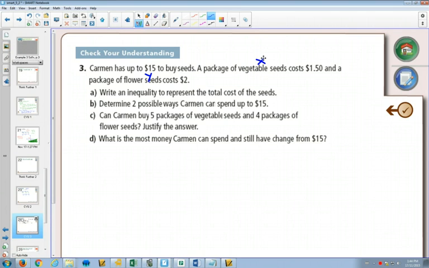Every time we buy a package of vegetable seeds, it's going to cost us $1.50. So $1.50 times however many of the vegetable seeds we buy, plus $2 times however many of the flower seeds we buy, has to be less than or equal to $15. So this makes an equation, and we could rearrange this equation if we wanted to get y equals mx plus b. We could graph this equation, and we could figure out different things.